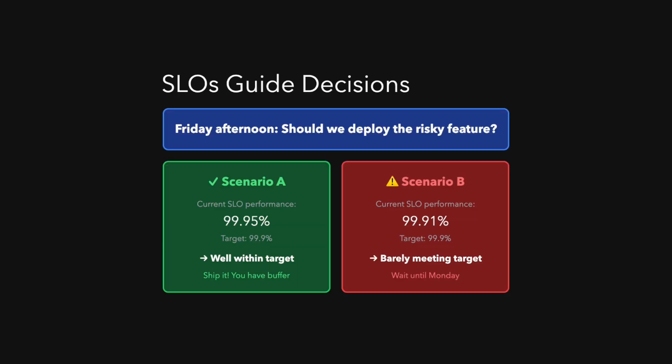Next one is SLO, Service Level Objective. An SLO takes an SLI and adds a target. It's your internal goal, what you're aiming for. The key word here is internal. This is your team's goal. It guides your architectural decisions, your deployment strategies, and your prioritization. When someone says, "Should we deploy this risky feature on Friday afternoon?" you look at your SLO. If you're well within your reliability target, maybe you take the risk. If you are barely meeting your SLO, you wait until Monday when the full team is available.